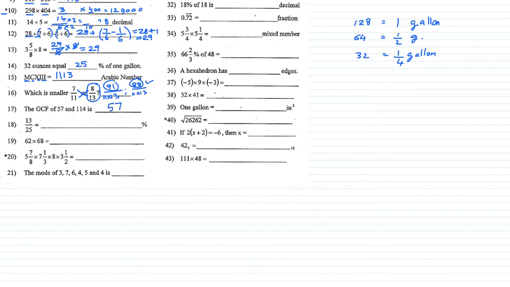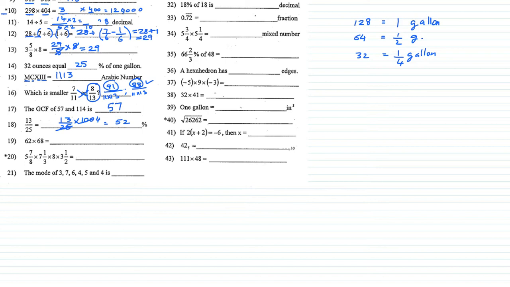Question 18. 13 over 25 in the form of percentage. So that means they're asking us to multiply this by 100, and then 100 divided by 25 is clearly 4. 13 times 4 is 52. So the answer is 52%.